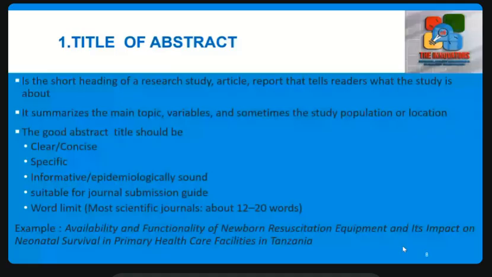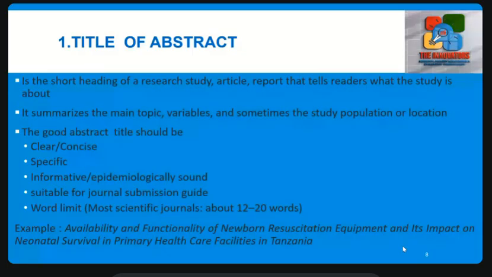suitable for the journal submission guideline. These are very key things to note, that every journal has its specific guideline to write each section of the abstract. And the last, but not the least, the word limit is very important when writing the abstract title.